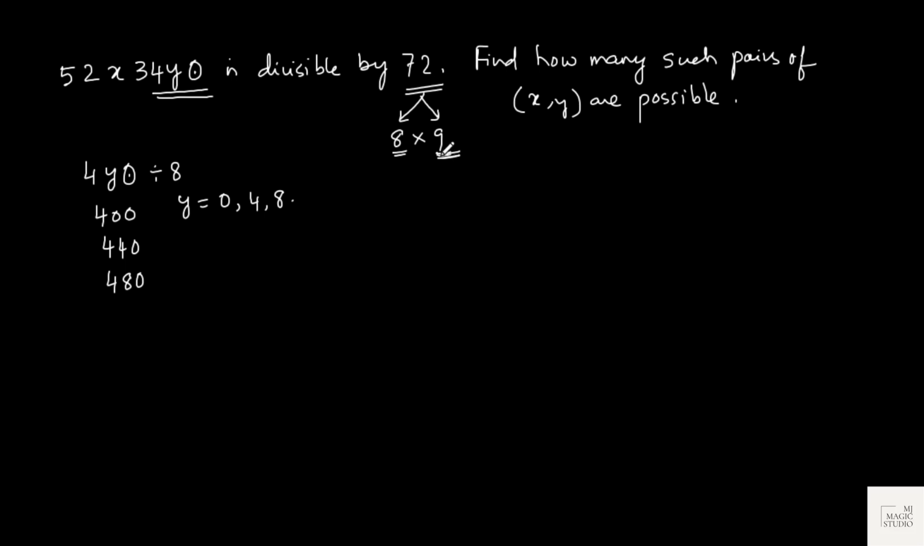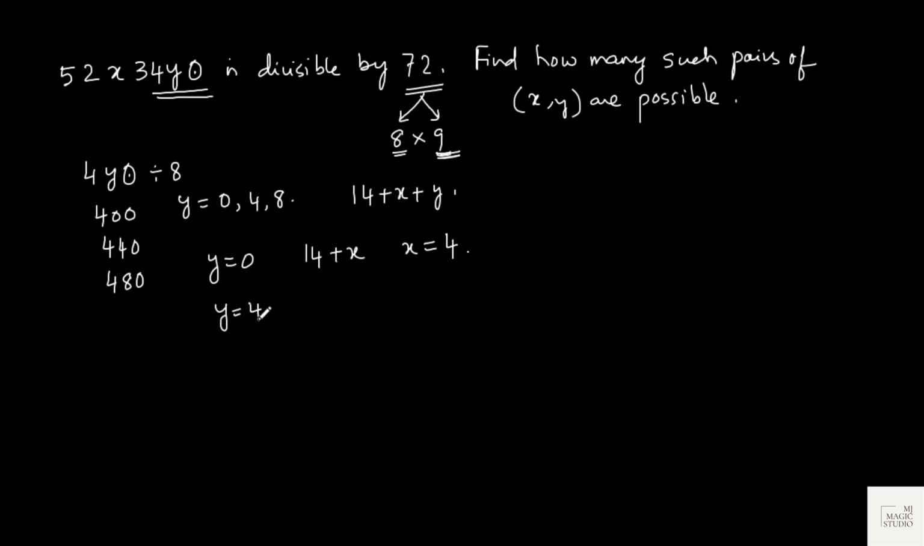The rule for 9 says the sum of digits should be divisible by 9. So the sum of digits is 7 plus 3, 10, plus 4, 14. The sum of digits is 14 plus x plus y. Now if I take y equals 0, the sum of digits will become 14 plus x. Then what should be the value of x such that 14 plus x becomes divisible by 9? 14 plus 4 is 18, which is divisible by 9. So the value of x is 4.